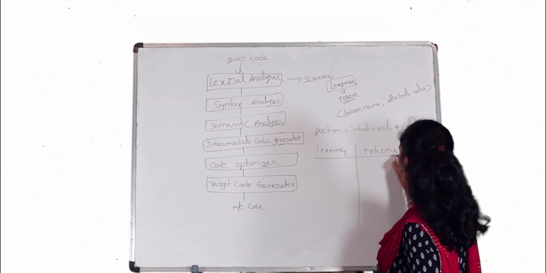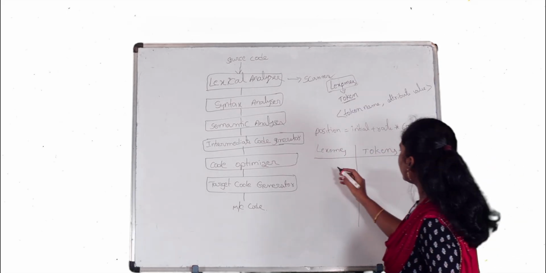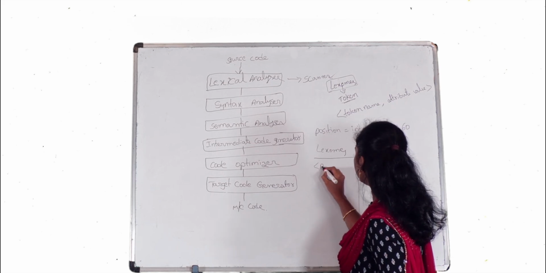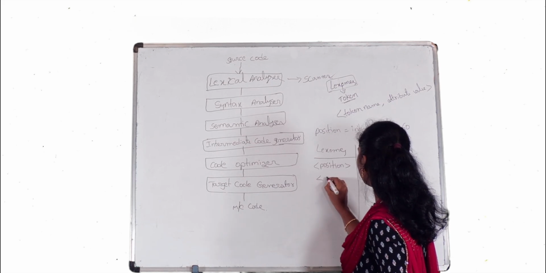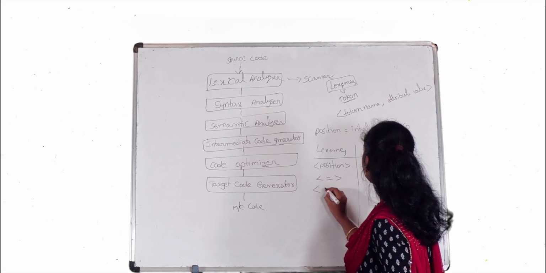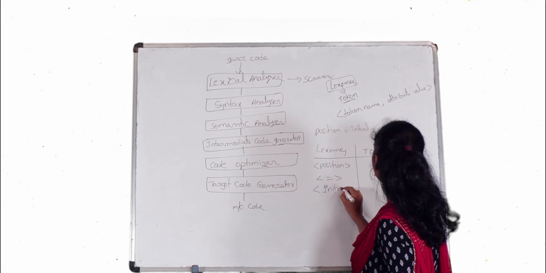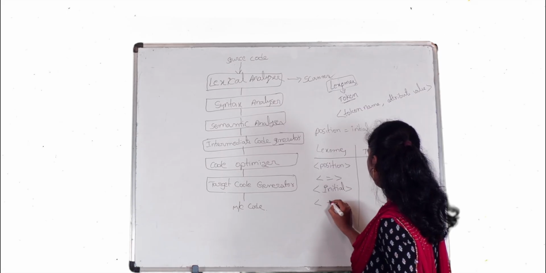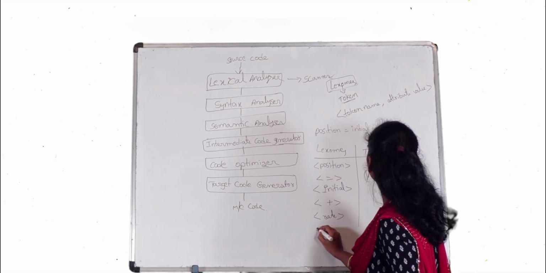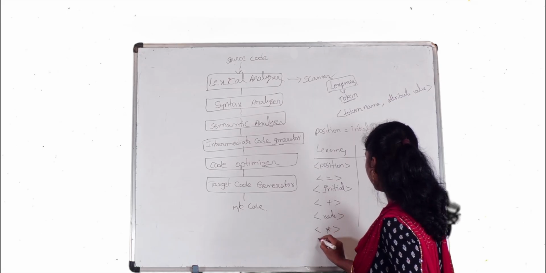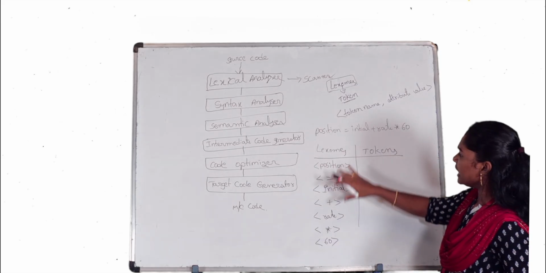The lexical analyzer reads the lexemes and it will generate the tokens. The first lexeme is position, and the next one is the equals to operator, next one initial, next one the plus operator, next rate, next star, the multiplication operator, and last one 60. So these are the lexemes.